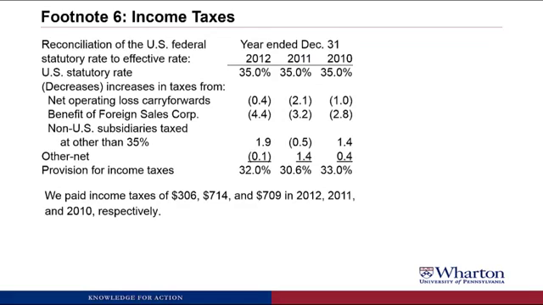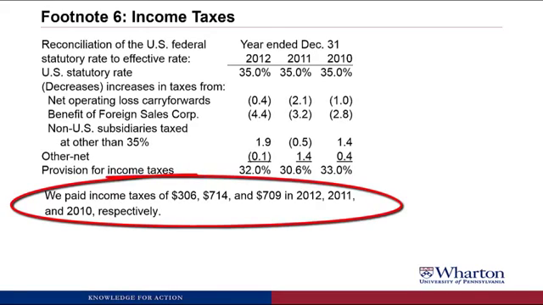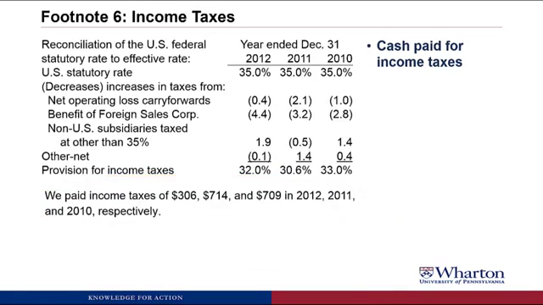So going back to that part of the footnote which provided the reconciliation between the statutory rate and the effective rate, there was a sentence at the bottom that we ignored before, but comes in really handy now, where it says that Moth paid income taxes of $306 in 2012. It's a required disclosure that somewhere in the footnotes, companies have to tell you how much they paid in cash for income taxes. So we see it's $306 in 2012.